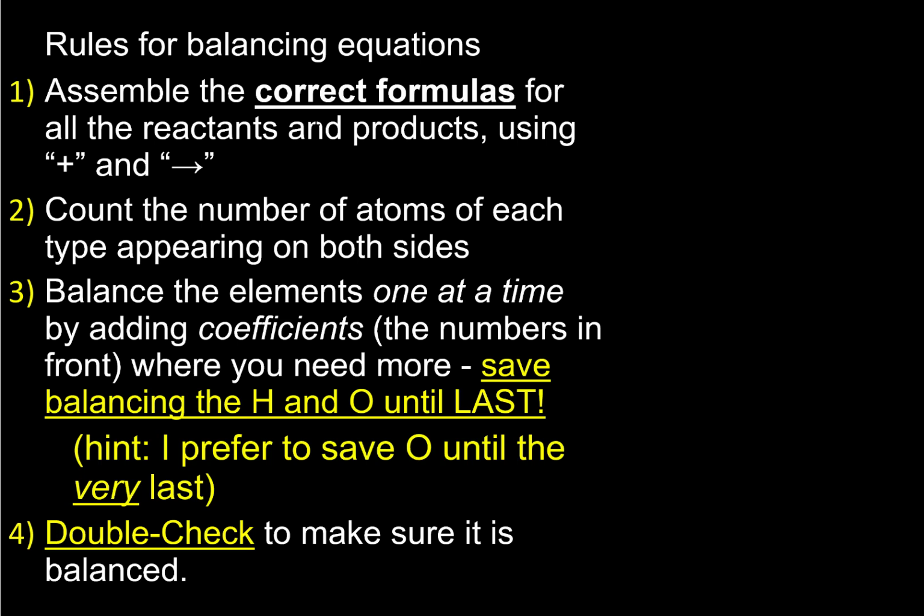The second step is we count the number of atoms of each type appearing on both sides. And that's pretty straightforward. If we've got 3 hydrogens on the left, we need 3 hydrogens on the right. And that's what you're doing in number 3, is you're going to balance the elements one at a time by adding coefficients. Okay? Now, that's the big word here, is coefficients. That's what you're going to be changing to make sure that the equation is balanced.